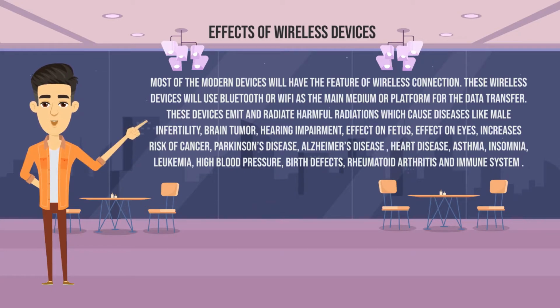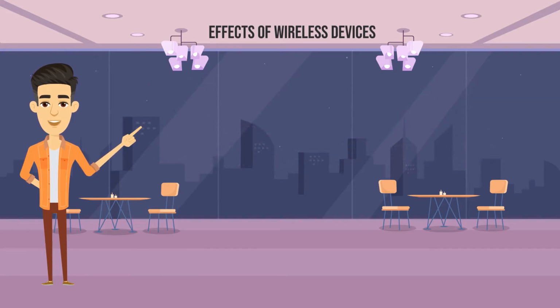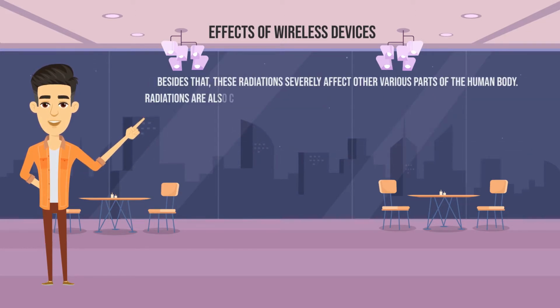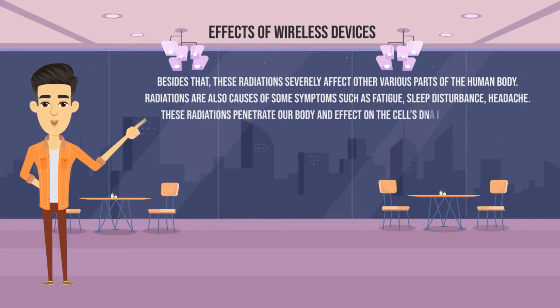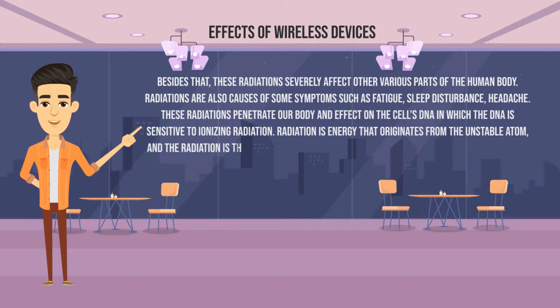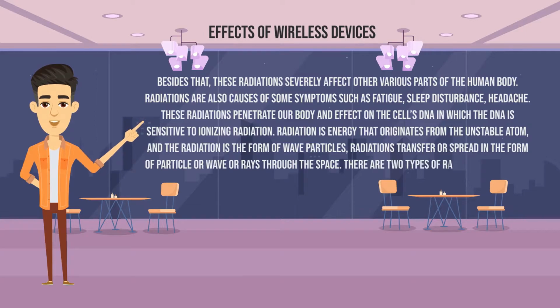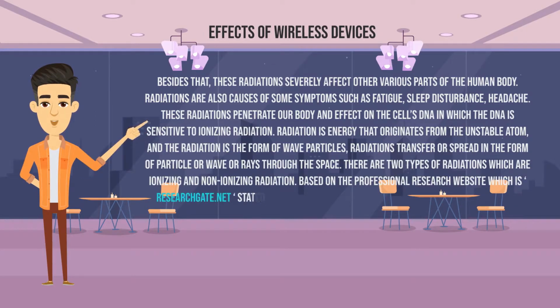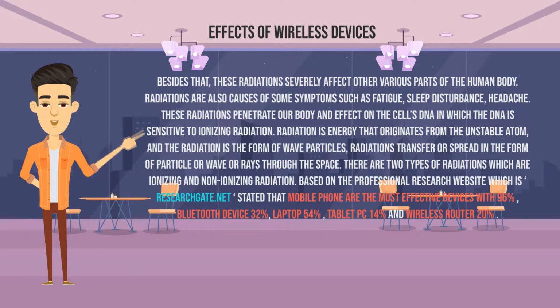Parkinson's disease, Alzheimer's disease, heart disease, asthma, insomnia, leukemia, high blood pressure, birth defect, rheumatoid arthritis, and immune system problems. Besides that, this radiation severely affects other various parts of the human body. Radiation is also a cause of some symptoms which are fatigue, sleep disturbance, and headache.